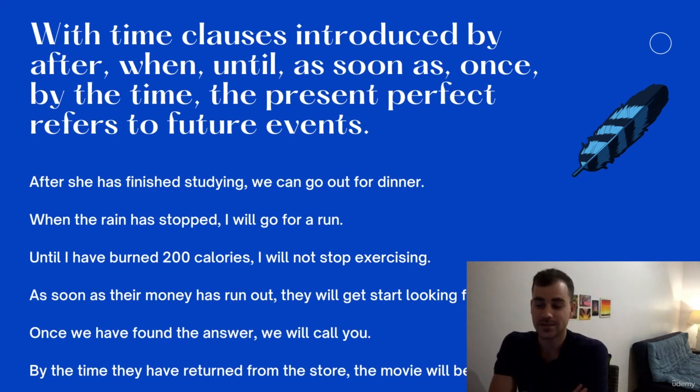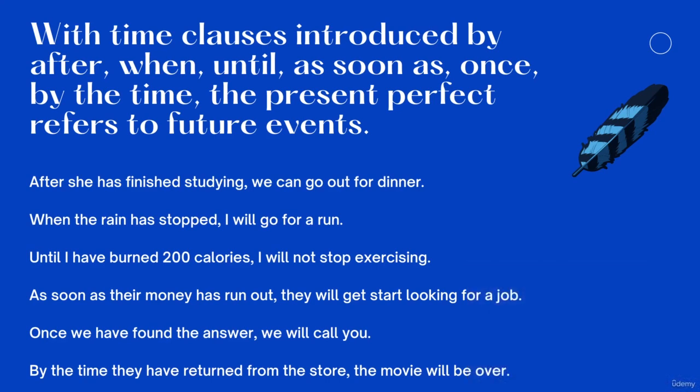When the rain has stopped, I will go for a run. I will go for a run in the future, when the rain has stopped. Until I have burned 200 calories, I will not stop exercising. The time clause is introduced by until. And then the present perfect, I have burned, refers to a future event.